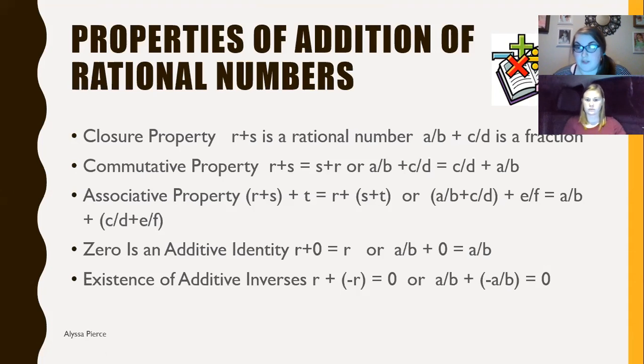The last two are: 0 is an additive identity, which is r plus 0 equals r, or a over b plus 0 equals a over b. In layman's terms, that just means anything plus 0 is going to give you that number. It's going to equal itself.